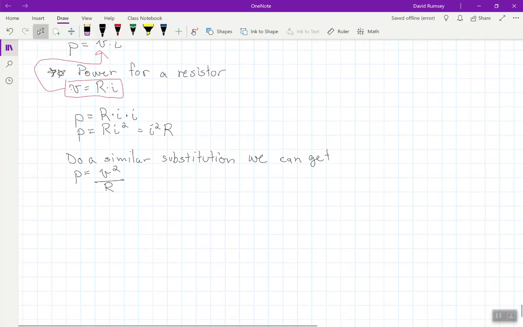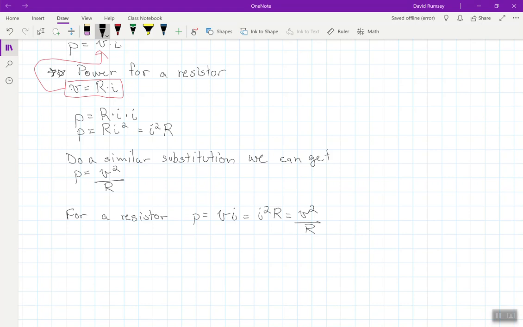So for a resistor power, we actually have three equations we could use. Voltage times current, which is equal to I squared R, which is equal to V squared over R. And you can also see from these equations why resistors always absorb power. V squared is always going to be a positive number. Same thing with I squared. And then R is always positive. So there's no way that the power can be negative. So that means resistors always absorb power.